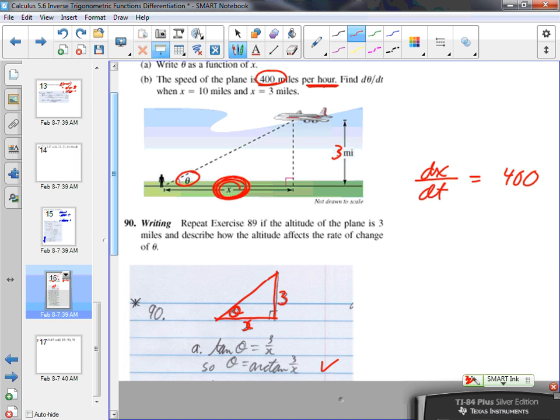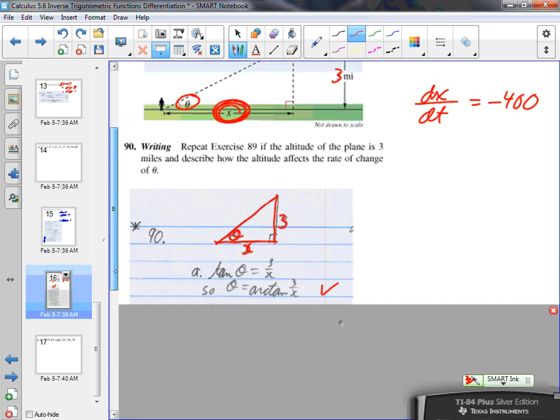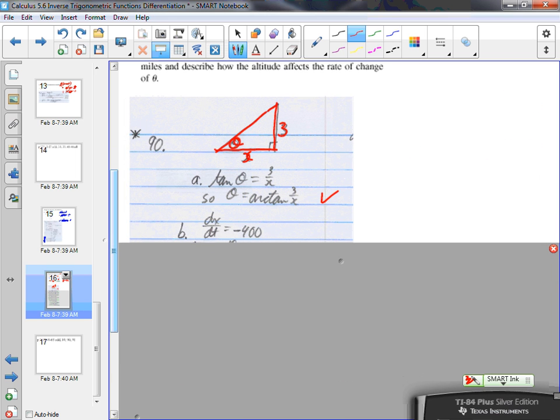Now here's where we have to use a little common sense. The plane is coming towards us. Is x getting bigger or smaller? So is the rate of change negative because x is decreasing? So its rate of change is negative. The function's decreasing, so its derivative is negative. All right, so that's the next thing I write down, that dx/dt equals negative 400.